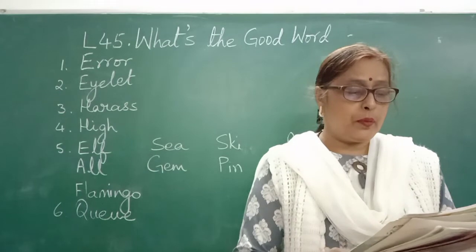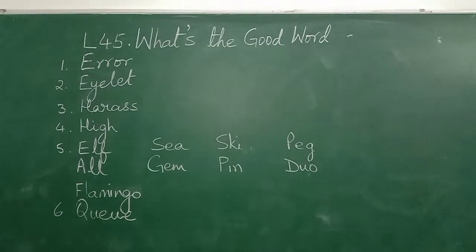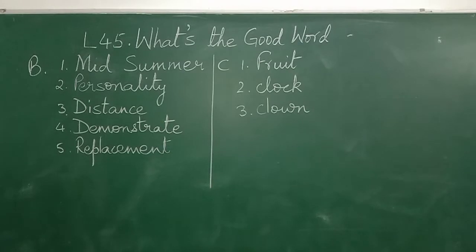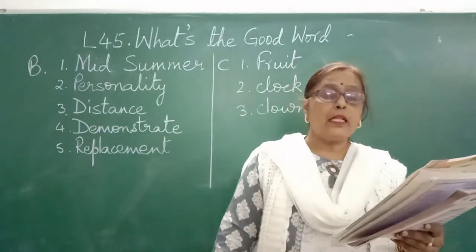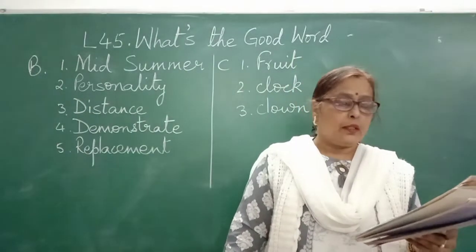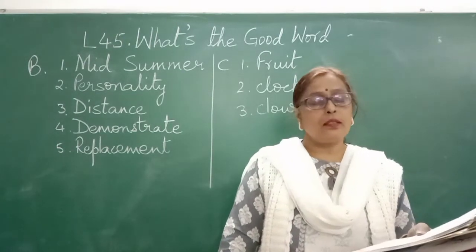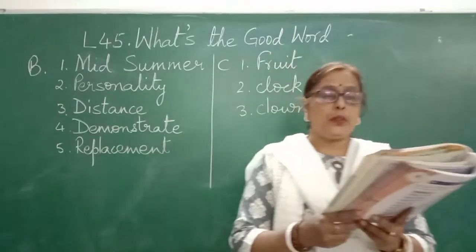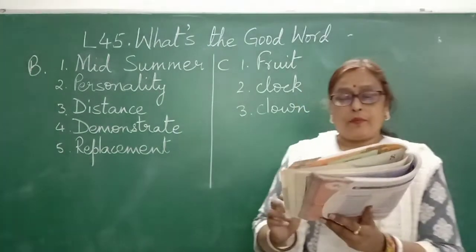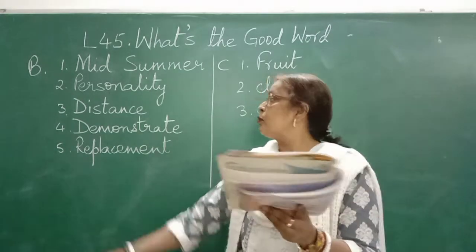Now children, we will be doing exercise B. Now children, in B exercise, we have to unscramble the letters to get a single word. The first one, mind drums. Now the hint for the answer they have given is third week in June. Third week in June is called midsummer. From these letters M-I-N-E-D-R-U-M-S, you can make this word midsummer.